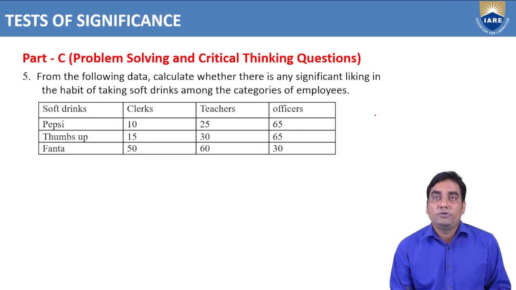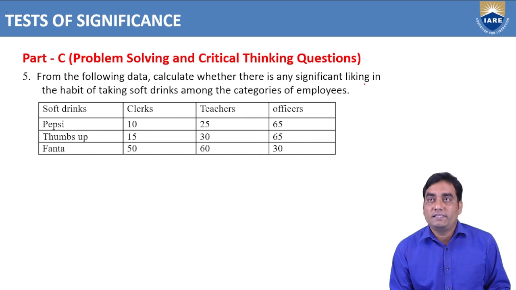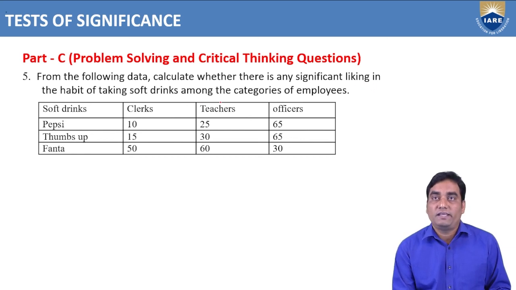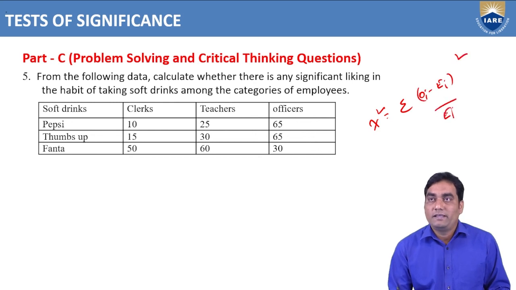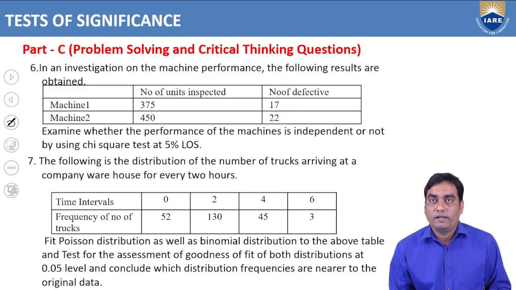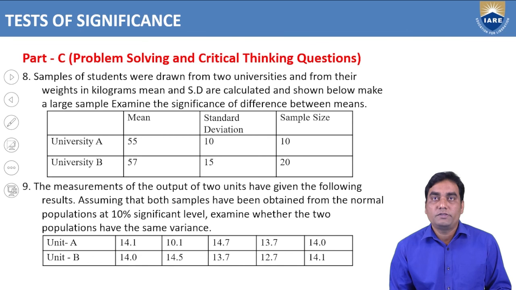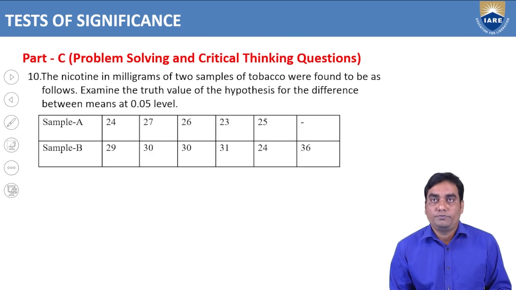Now here, from the following data, calculate whether there is any significant difference in the habit of taking soft drinks. This is the chi-square test, independence of attributes: sigma of (Oi minus Ei) whole square by Ei. You can find the expected frequency by using the average of all observed frequencies. Like this we can solve all the problems in part C also.